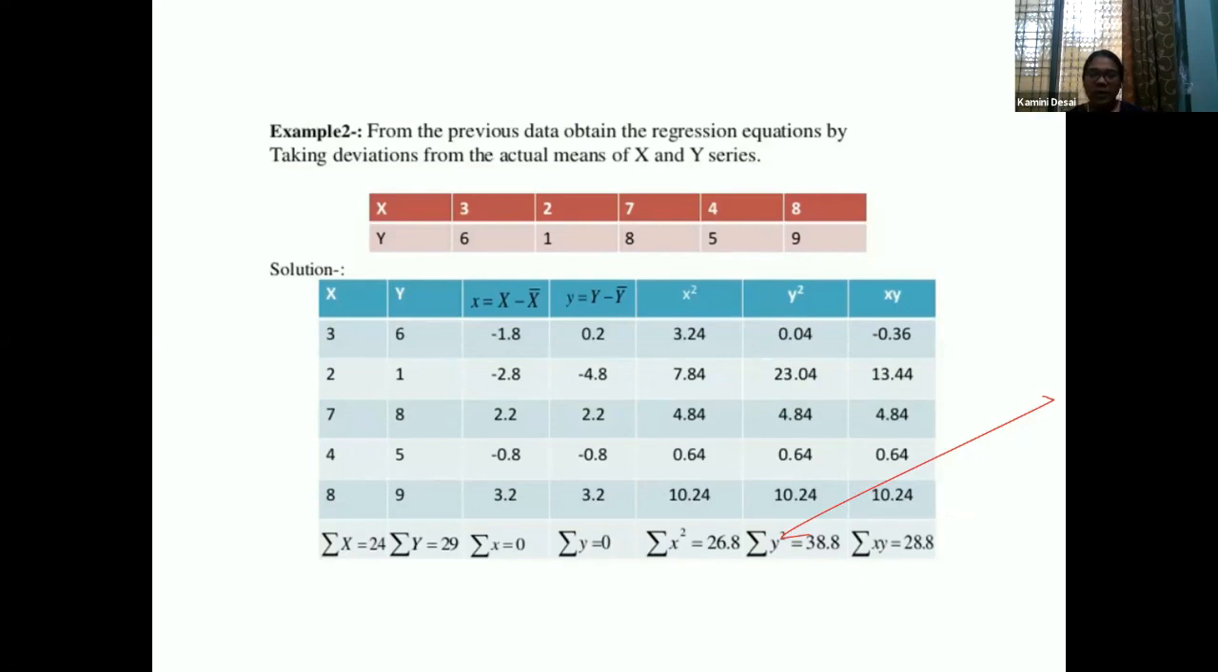So we are going to calculate this actual mean, x bar and y bar. So you will get x is equal to x minus x bar, that is minus 1.8, and like that we have to calculate for each of the x values and each of the y values. So what is x square? Whatever x we have calculated, we have to take a square. So here 3.24, y square is 0.04.